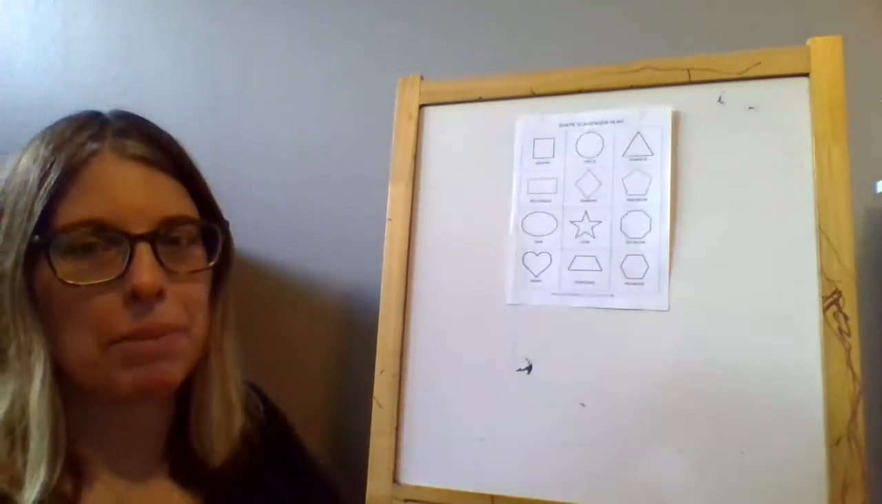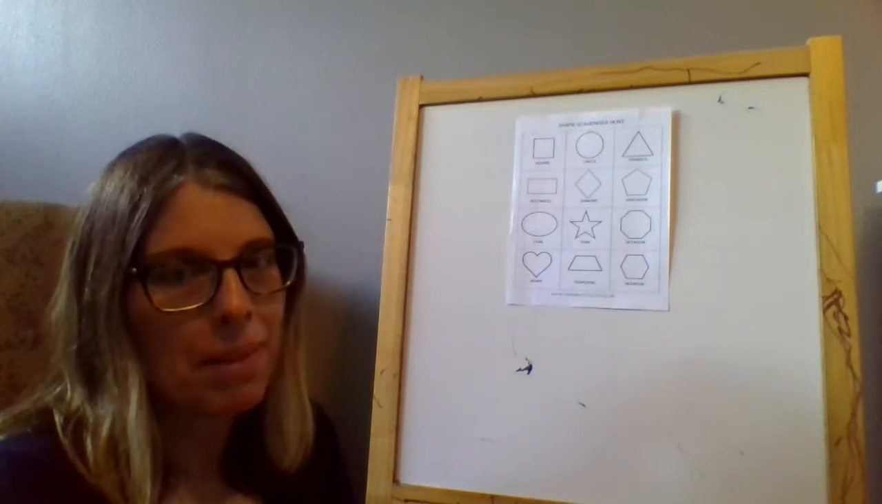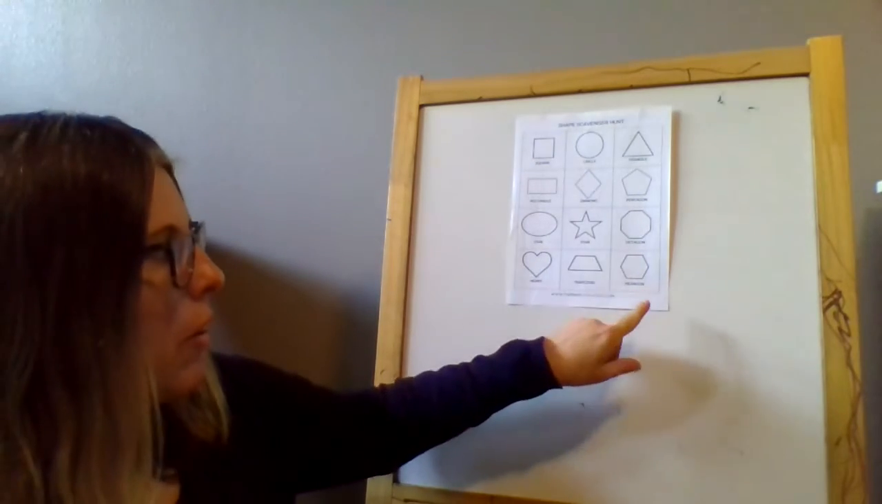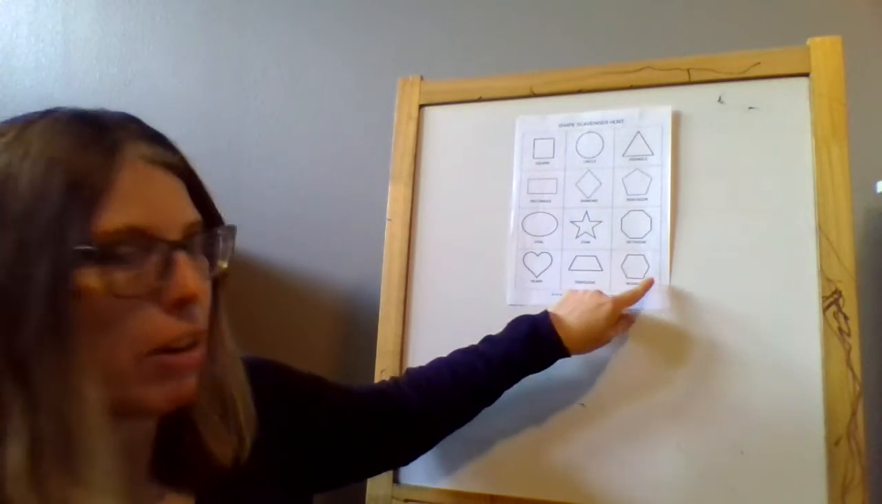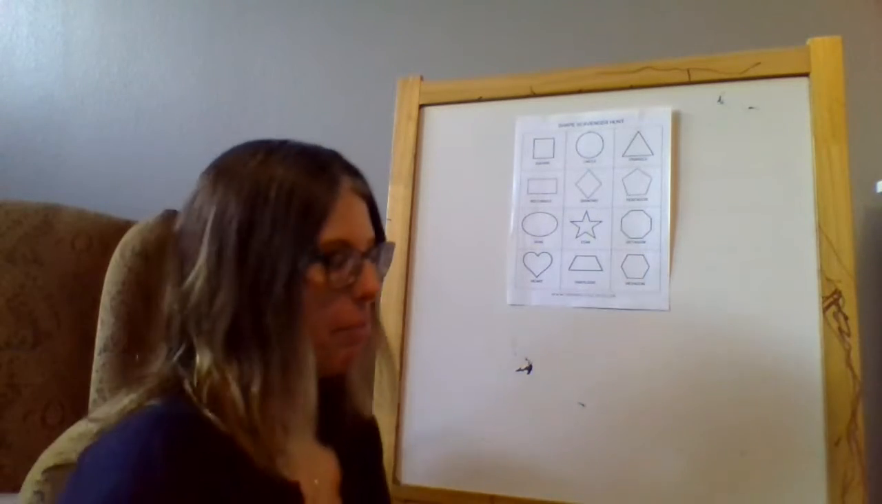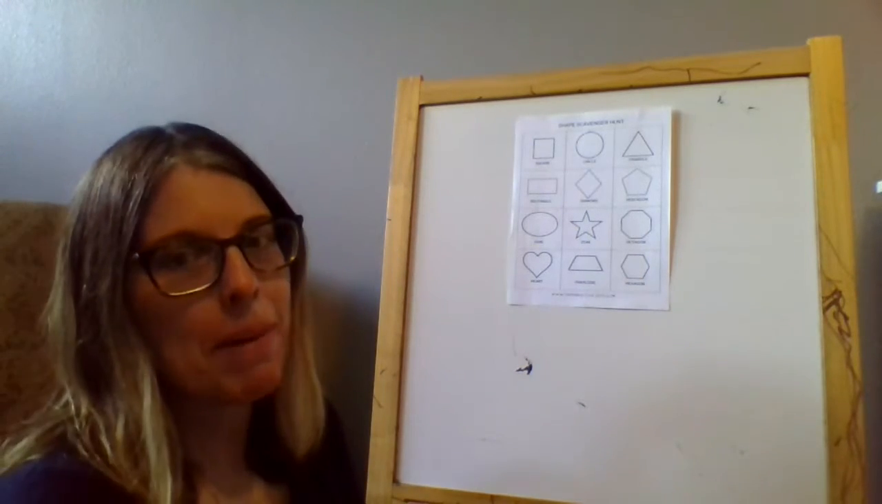Okay, so today what you're going to do is you're going to go on a hunt and look for these shapes around your house. When you find something that's in one of these shapes, you're going to draw a teeny little picture of it in your box. Okay, so let's talk about the names of these shapes.